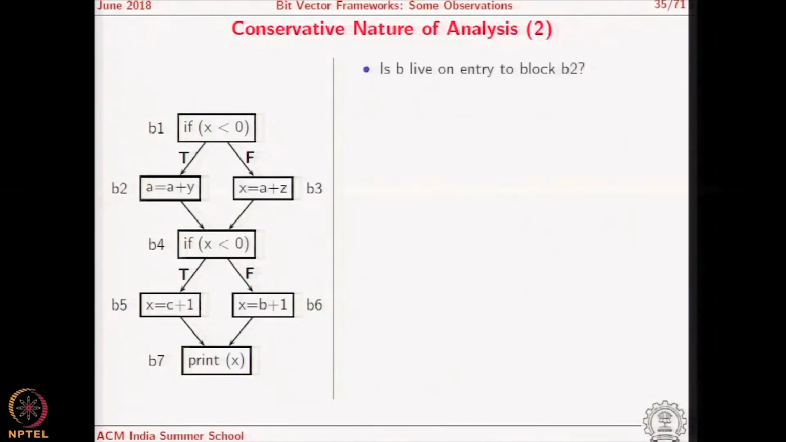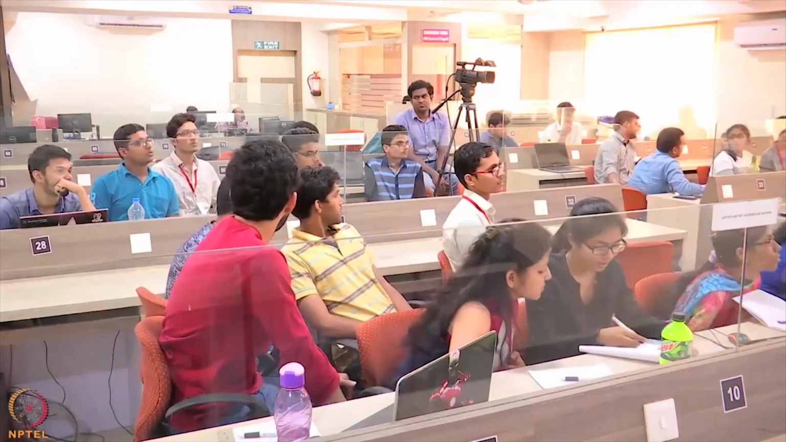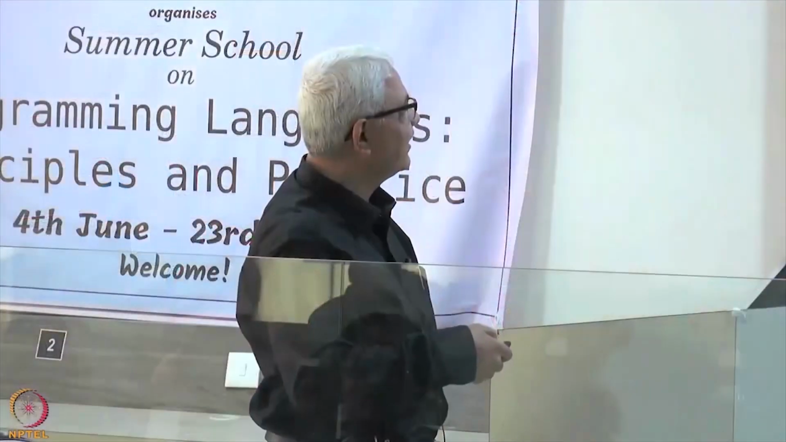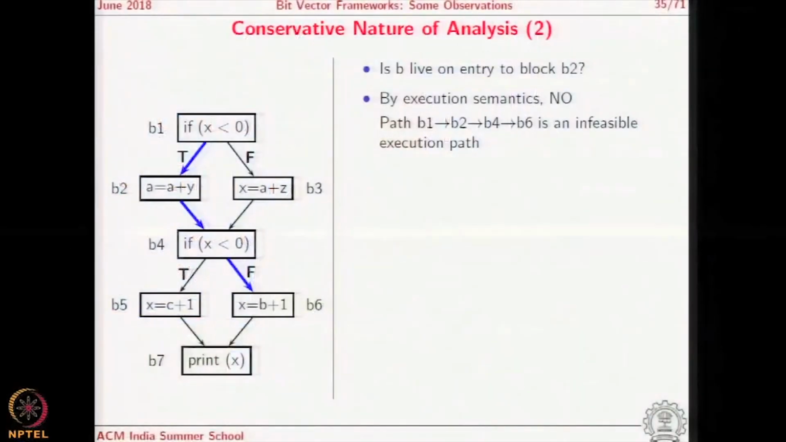About this, is B live on entry to block B2? Variable B is used here. Is it live here? Yes? No. Okay. Anyone who thinks yes? Semantically it is not live because if x is less than 0, the value of x has not changed. So, this condition's branch outcome will remain the same.